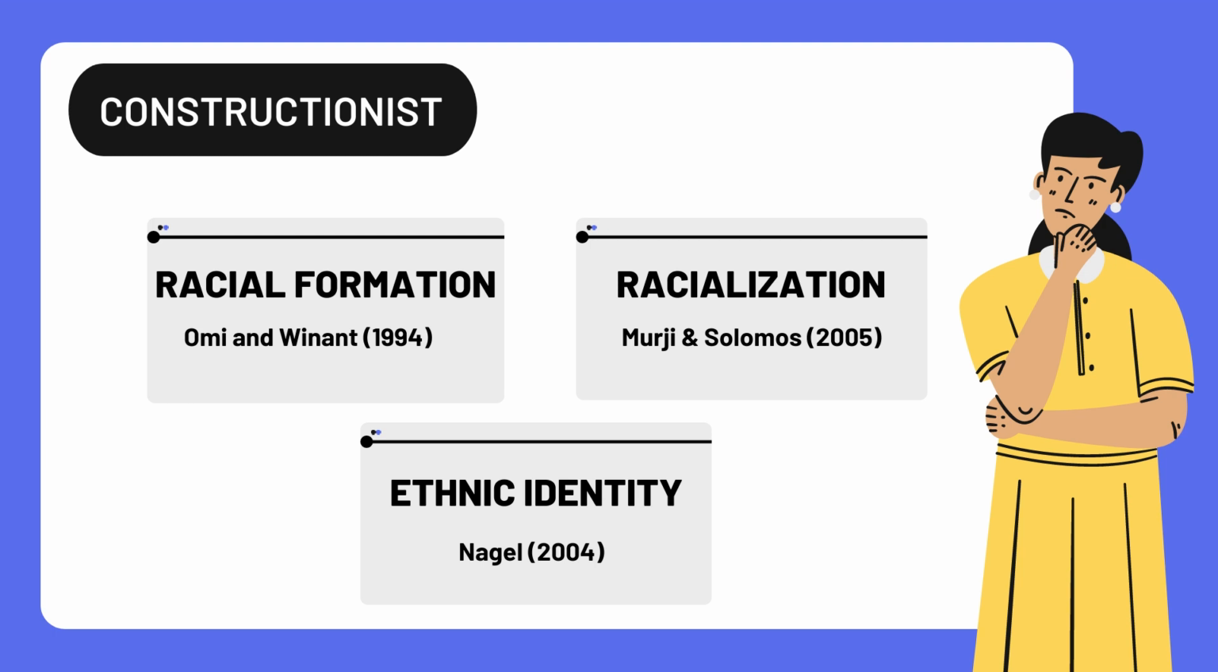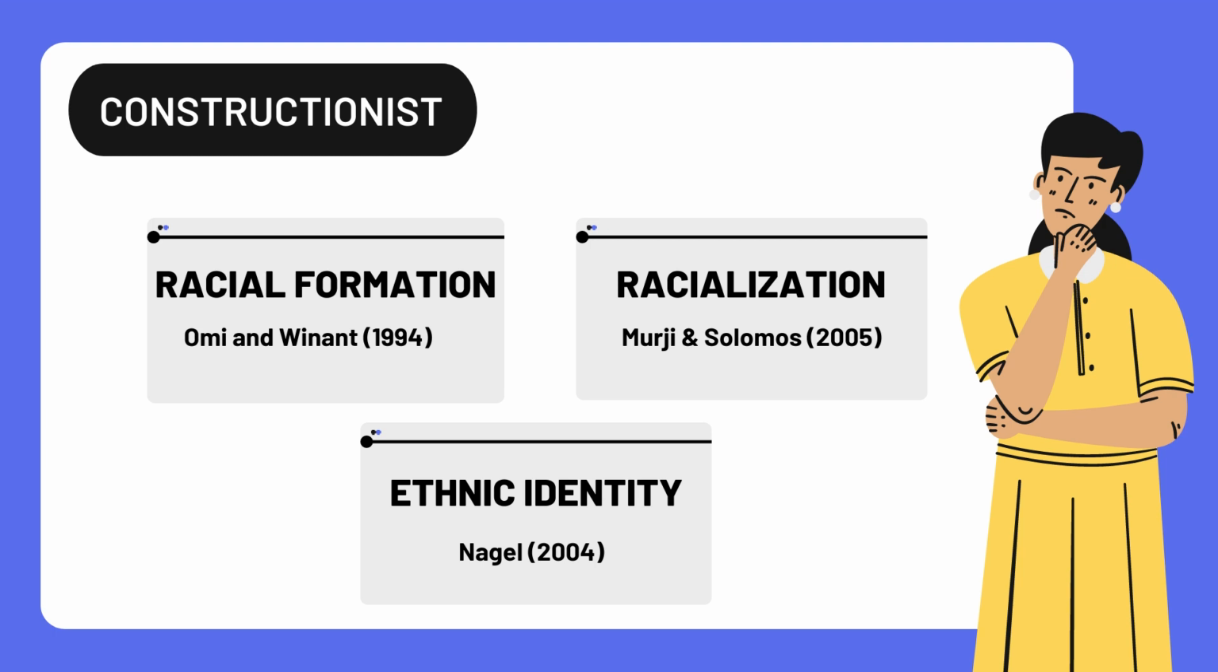Second is racialization. Bonilla-Silva in 1997 presents a strong argument from a structural perspective for a theorization of race and ethnicity that uses the concept of racialization.